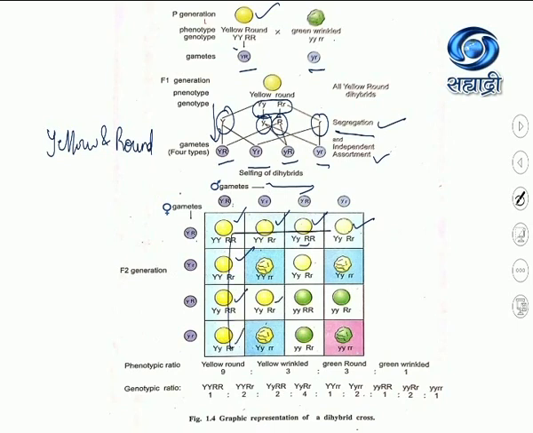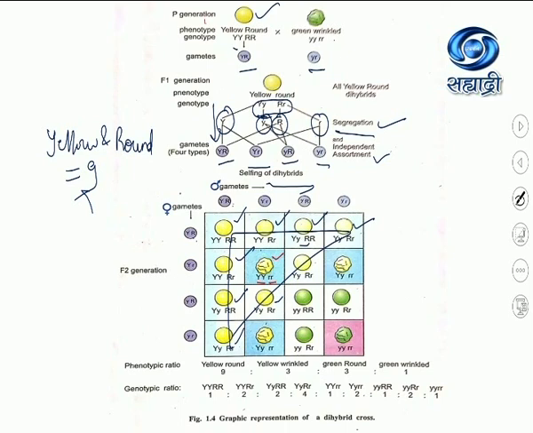You can draw a triangle like this. So these are yellow and round. How many yellow and round are you getting? 9. Correct? Now let us see the second case, that is yellow and wrinkled. I'll use another color. Look at this picture. This is yellow and wrinkled. Why yellow and wrinkled? Because capital Y is giving yellow color, and small r is giving wrinkled shape.